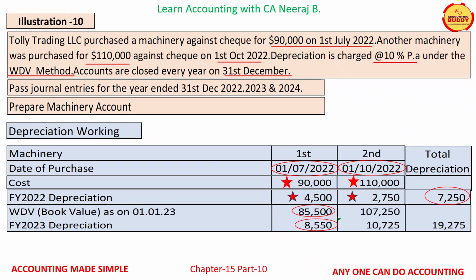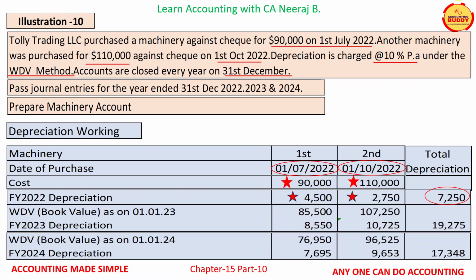Similarly, the WDV value of machinery 2 as on 1st of January 2023 will be $107,250 and the depreciation for machinery 2 at the rate of 10% per annum on WDV value of $107,250 will be $10,725. Hence, the total amount of depreciation charged for both the machines for the financial year 2023 comes to $19,275.